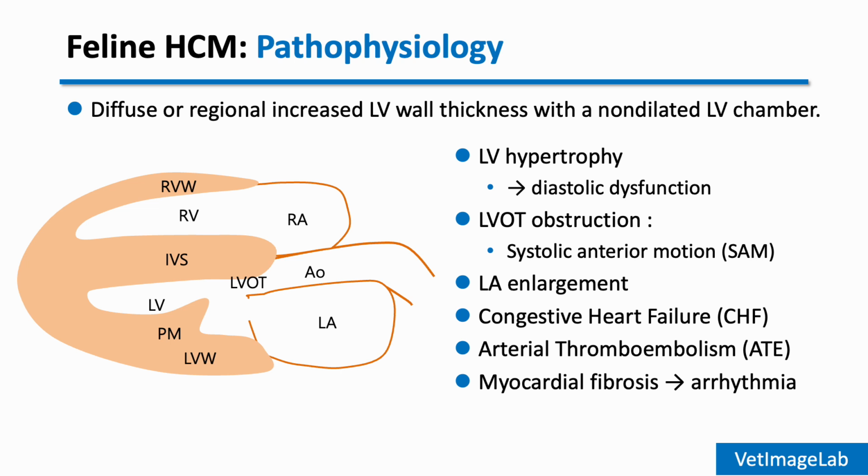Left ventricular hypertrophy may also cause obstruction in the left ventricular outflow tract. This obstruction is often related to systolic anterior motion of the mitral valve, which can worsen both the outflow tract obstruction and mitral regurgitation. As the disease progresses, the left atrium enlarges. Some cats with significant atrial dilation eventually develop congestive heart failure or arterial thromboembolism. And myocardial fibrosis contributes to electrical instability, increasing the risk for arrhythmias.